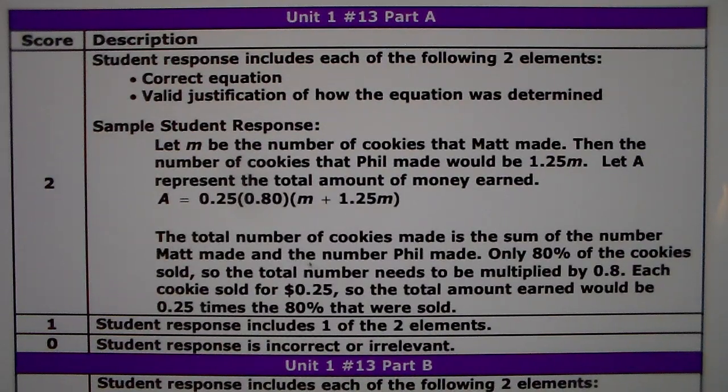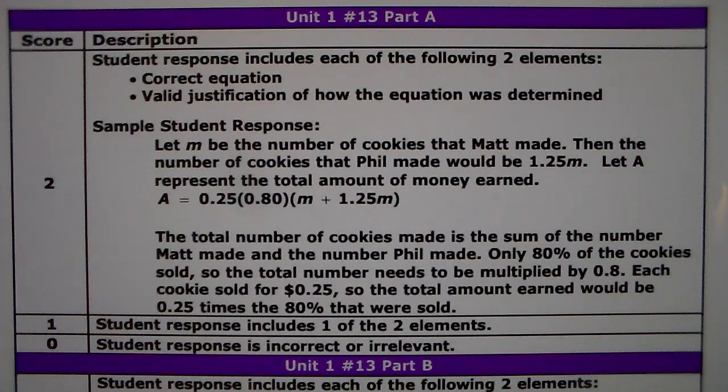The total number of cookies made is the sum of the number Matt made and the number Phil made. Only 80% of the cookies sold, so the total number needs to be multiplied by 0.8. Each cookie sold for 25 cents, so the total amount earned would be 0.25 times the 80% that were sold. So that's the other element that they're looking for. They want you to explain in English what this equation means. And that's what they did down here.